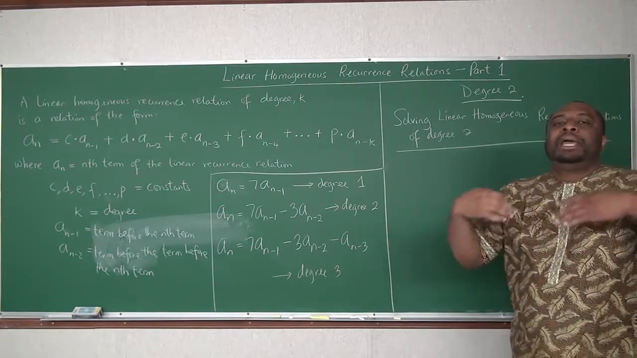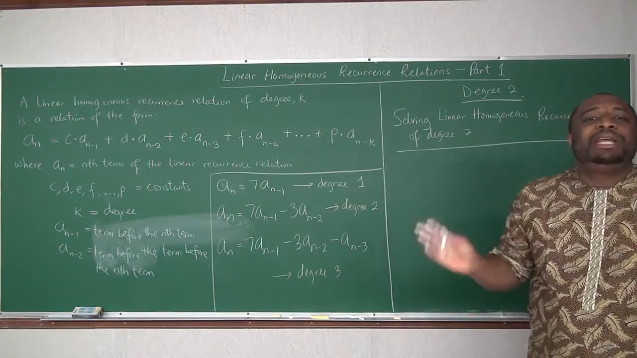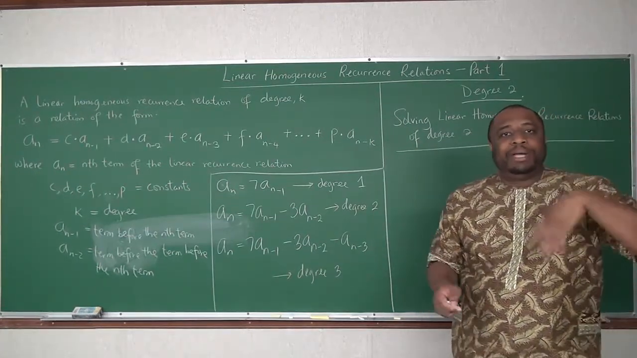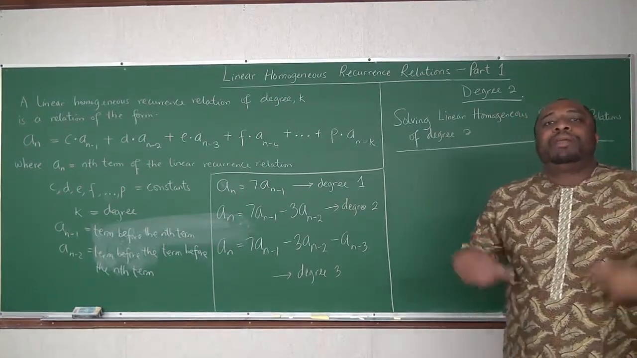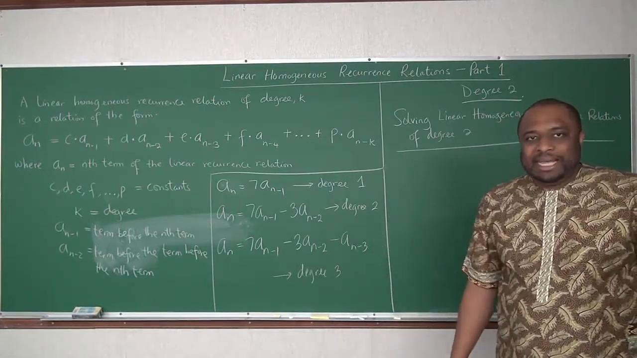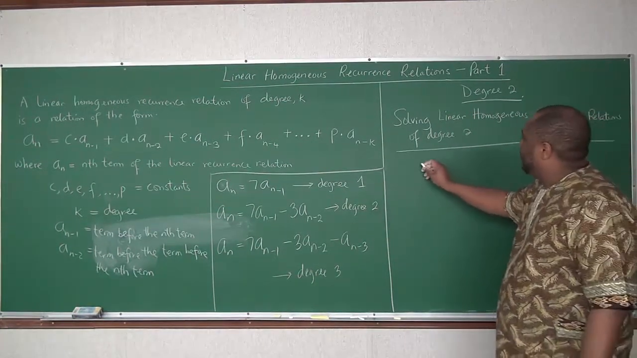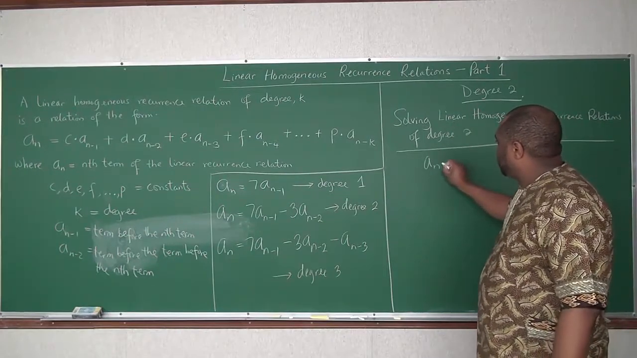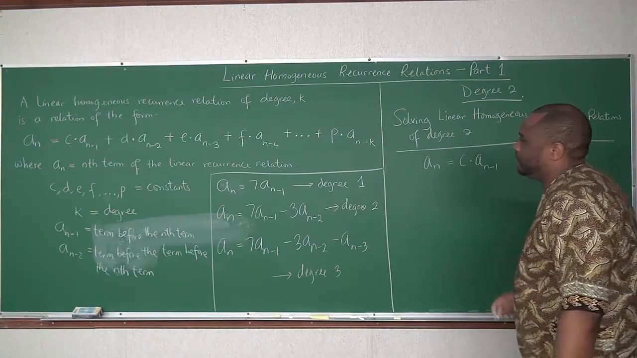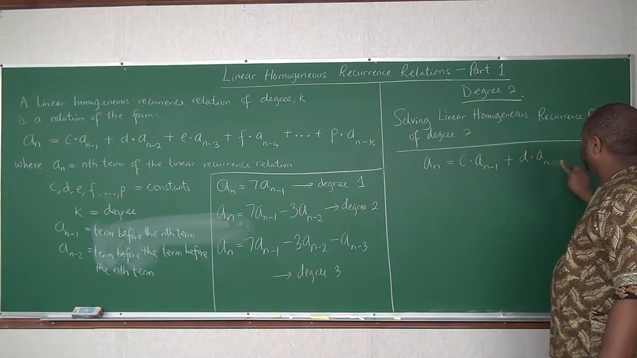And this means writing the explicit formula, so that once we write the explicit formula, it's no longer a recurrence. It's just a sequence right away, and we can get any term that we want without having to know the preceding terms. So we write this, the degree 2 goes like this: A subscript n is C times A subscript n minus 1 plus D times A subscript n minus 2. This is degree 2.